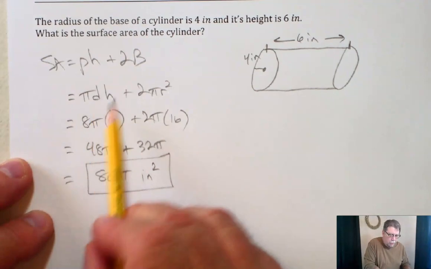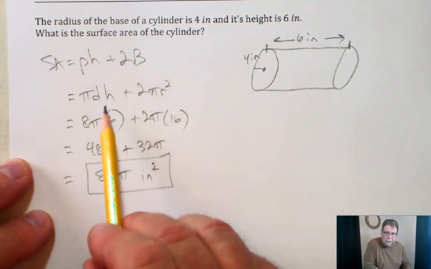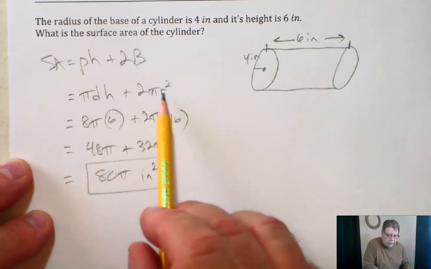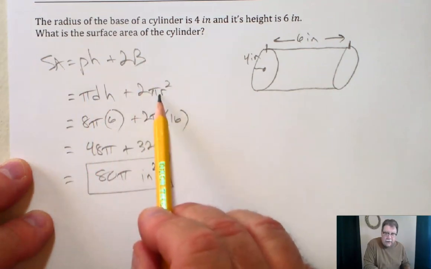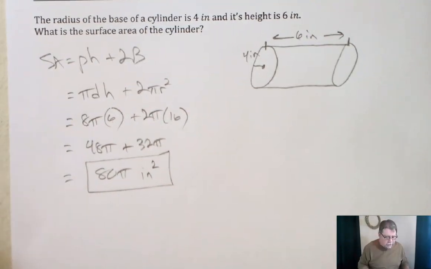Okay? Again, I don't memorize this formula. I know this formula. And then I use the perimeter, which is the circumference, and the area, which is pi r squared. And there's 80 pi square inches, the surface area of that cylinder.